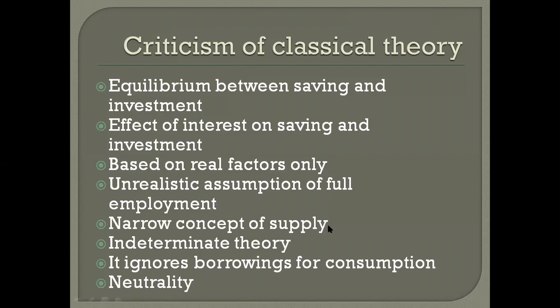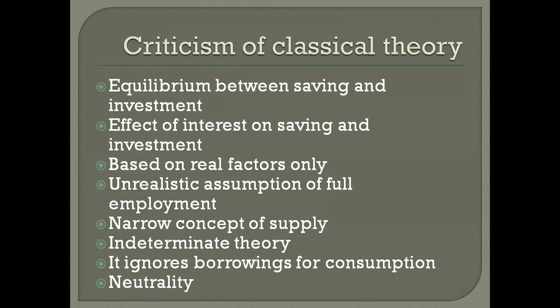Narrow concept of supply. Classical theory includes in the supply of capital the saving effect out of existing income, but in reality, past hoarding is also included in the supply of capital. That is totally ignored. If you have past saving, some amount you have saved in the bank, you use it for supply of the capital. That is ignored. Indeterminate theory. Again, this is the criticism. This theory is indeterminate.